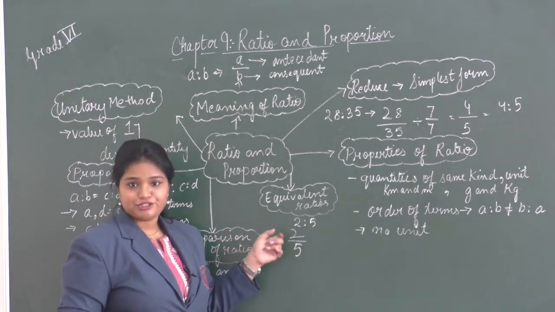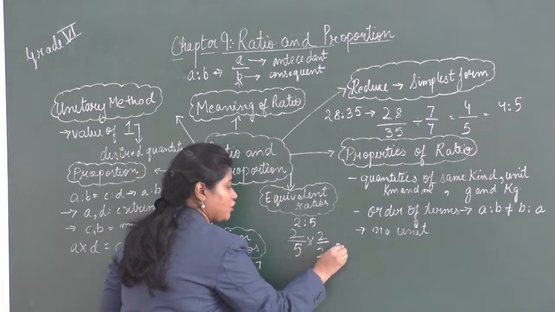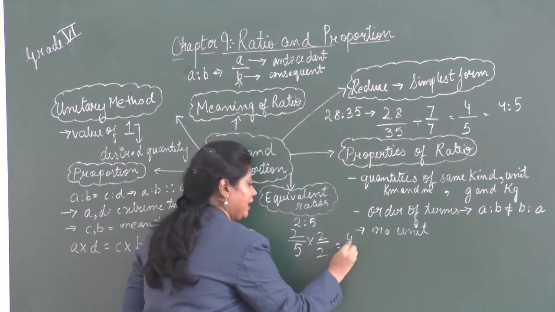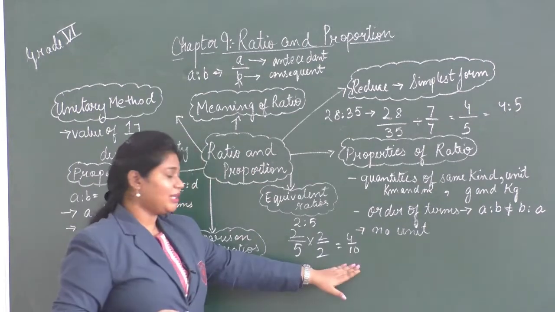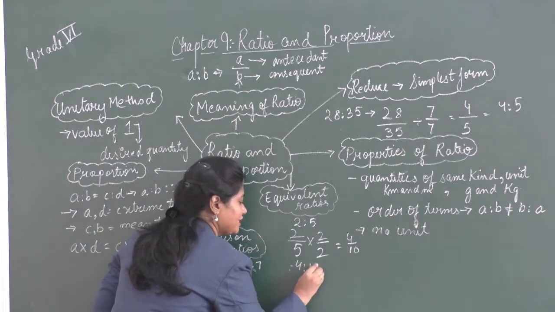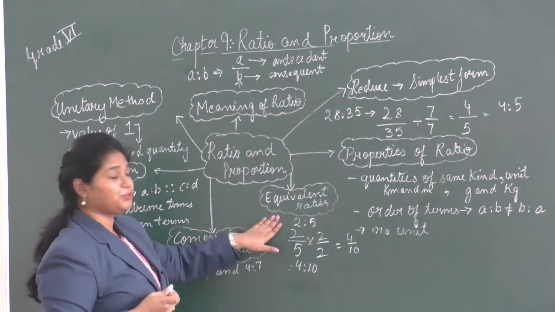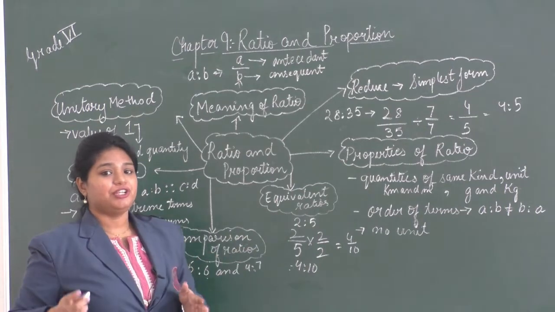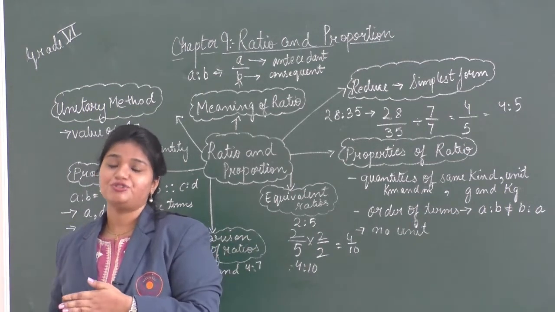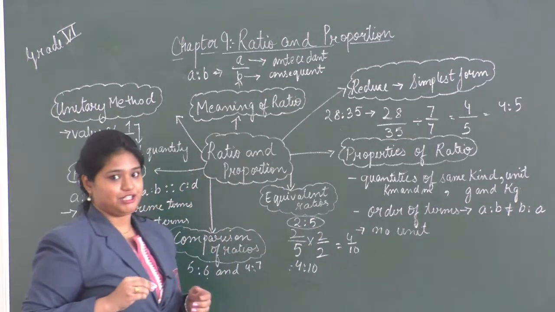So here we have the fraction 2/5. Let's multiply by 2. So we get 4/10. Now let's convert this fraction into the form of a ratio, 4:10. So we can say that 4:10 is equivalent to 2:5. Whenever you reduce all your equivalent ratios to their simplest form, you will always get the same base ratio.